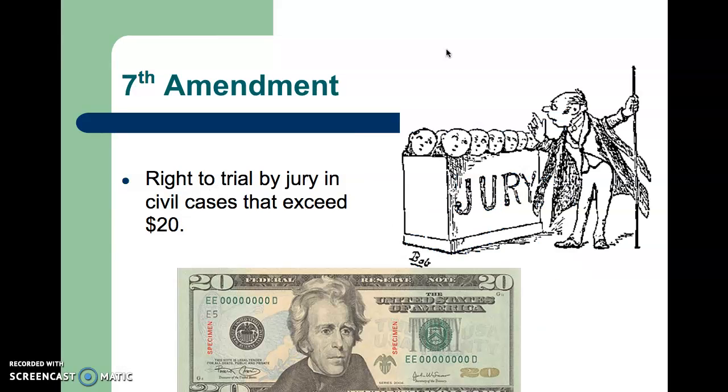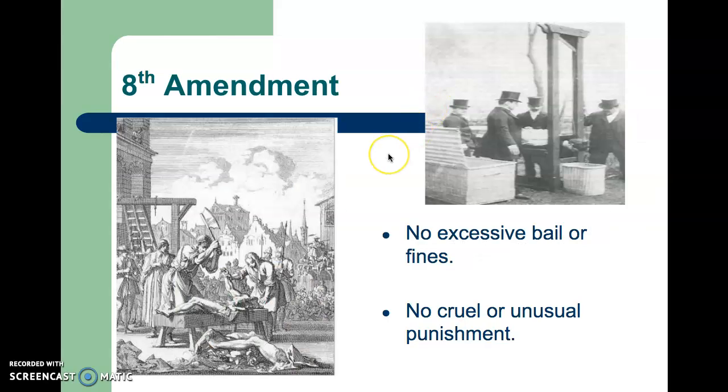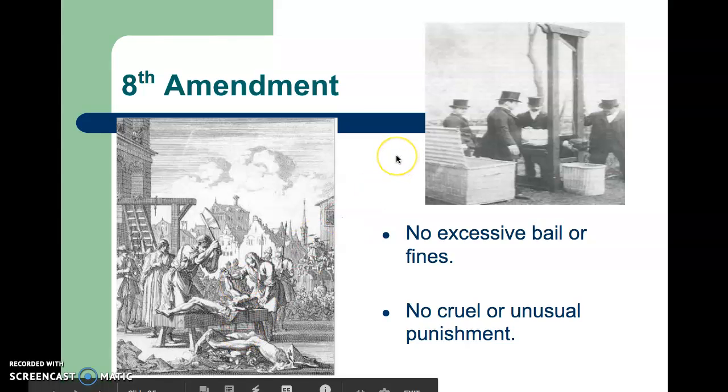Seventh Amendment is the right to trial by jury in civil cases that exceed $20, which is nothing nowadays, but back then was quite a bit of money. Eighth Amendment, no excessive bail or fines, and no cruel or unusual punishment if you're found guilty. And even the death sentence, it's not like you were being drawn and quartered like they did in Great Britain back in the day.